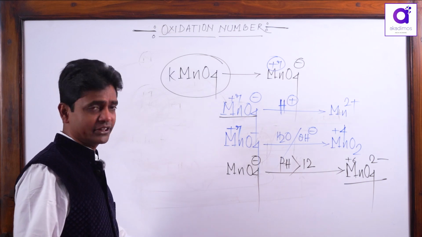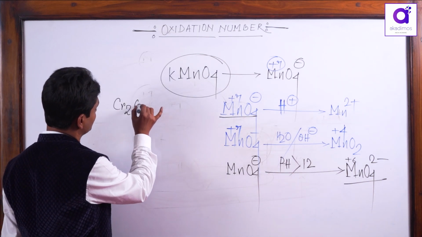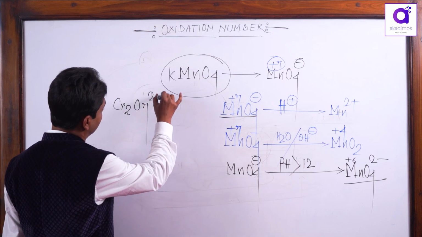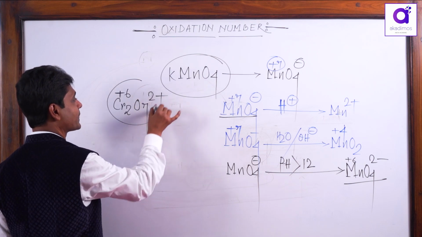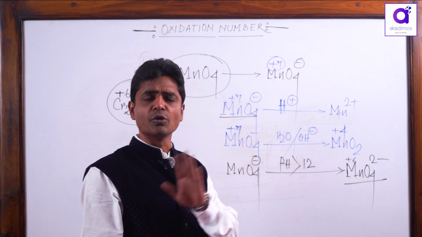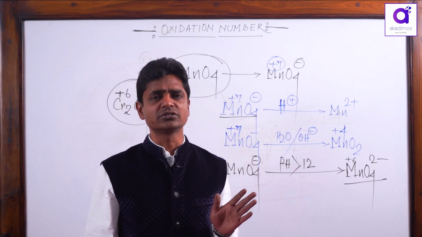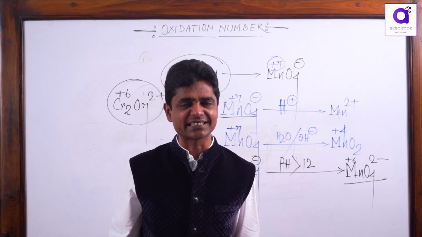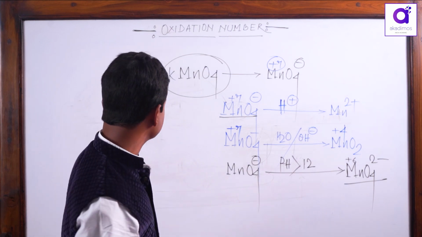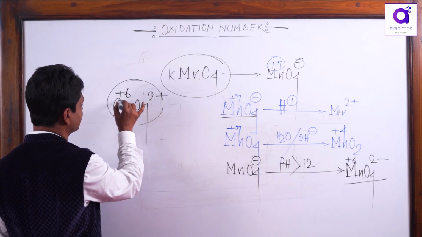Another oxidizing agent that we have in our syllabus is dichromate, Cr2O7 2 minus. Here the oxidation state of chromium is +6. Now flash back to the electronic configuration of chromium, 3d5 4s1. That means it has 6 electrons in its valence shell and a maximum oxidation number of +6. In any redox reaction, it can only reduce.